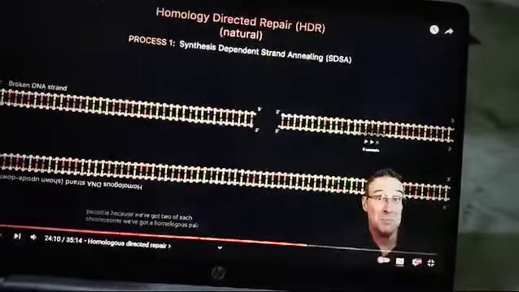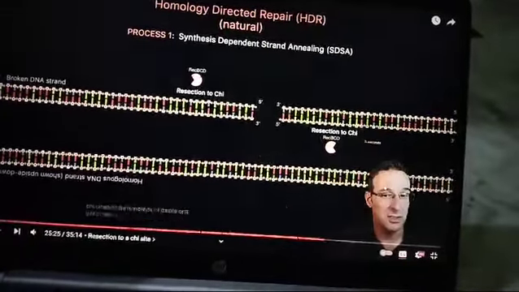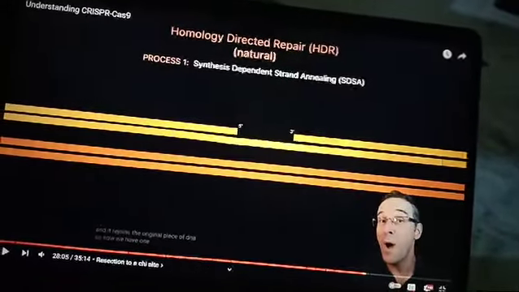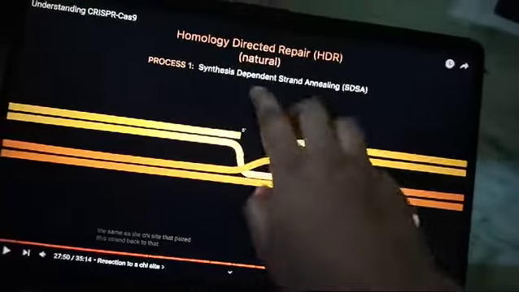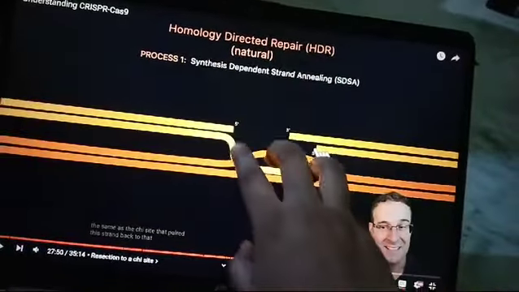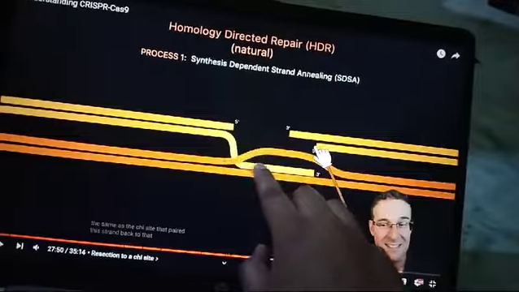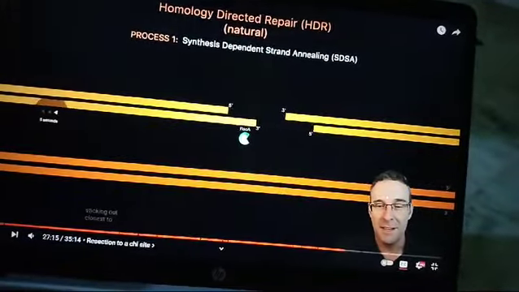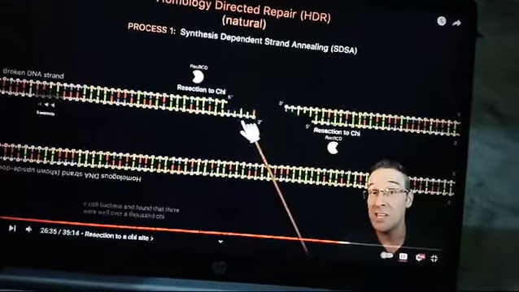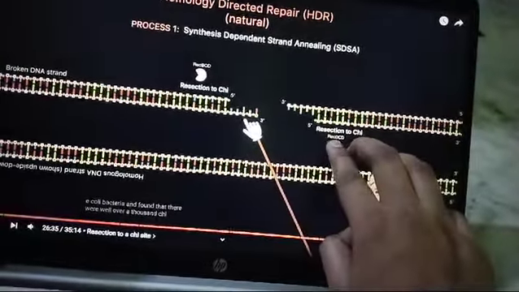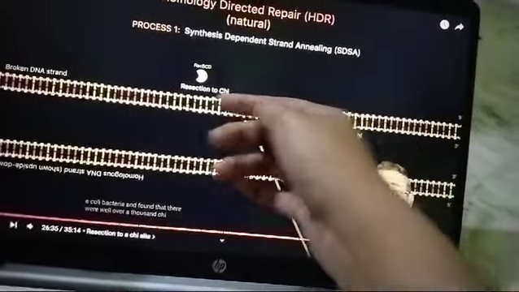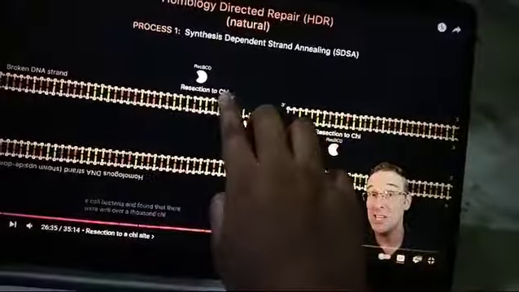But in the same way, this person is telling me that in this homology directed repair, first of all, what happens, let me explain it to you more clearly, is that there is an enzyme known as RecBCD. This does the resection of the DNA up to the chi site.